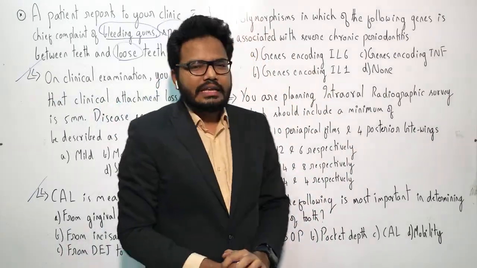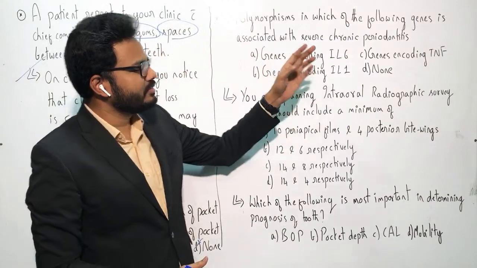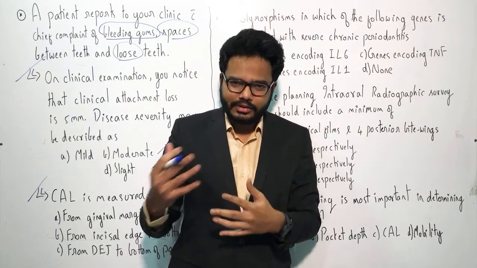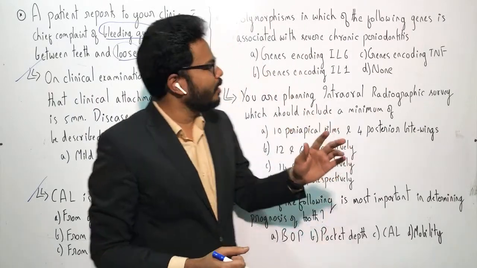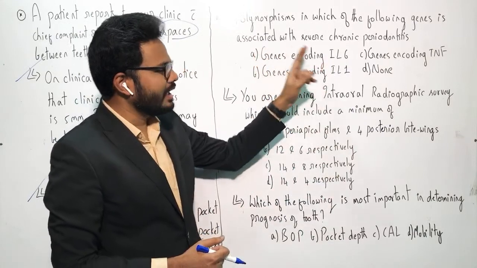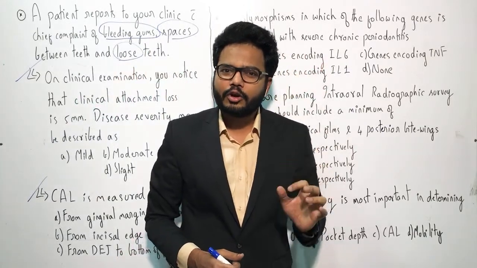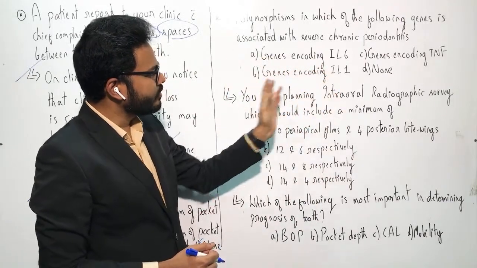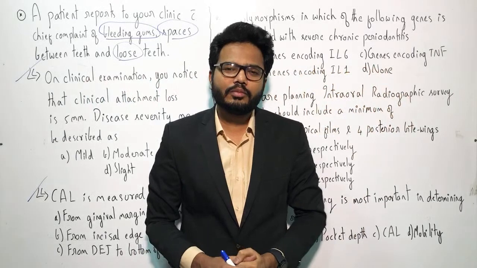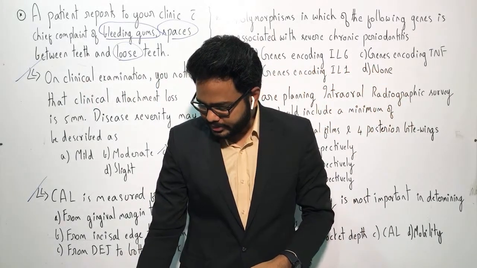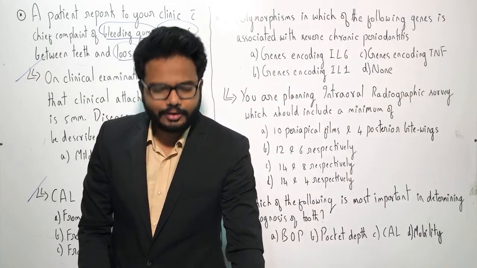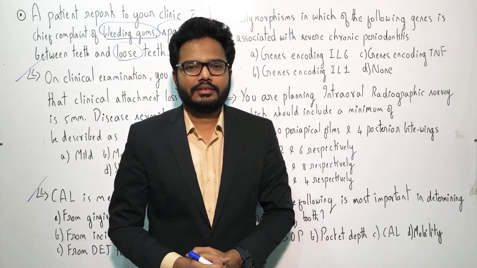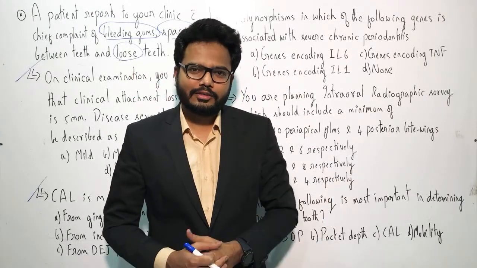Now let's move on to the next question. Polymorphism in which of the following genes is associated with severe chronic periodontitis? So consider this very, very important. It's mentioned in one of the risk factors as well. The options are genes encoding IL-6, genes encoding TNF, IL-1, none of the above. So which one do you think is more appropriate? I know it's a difficult question, but it's okay. You can make notes, revise, refer, and then get more clarity on this concept.